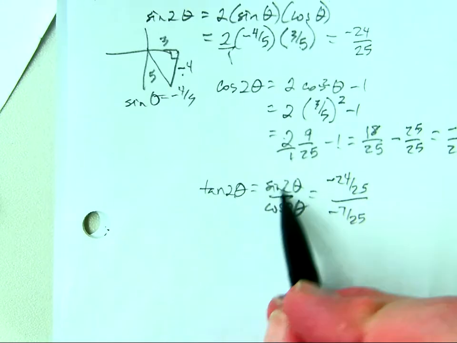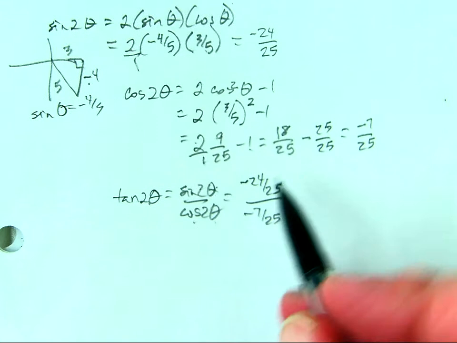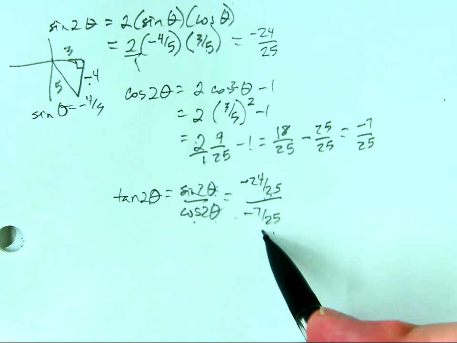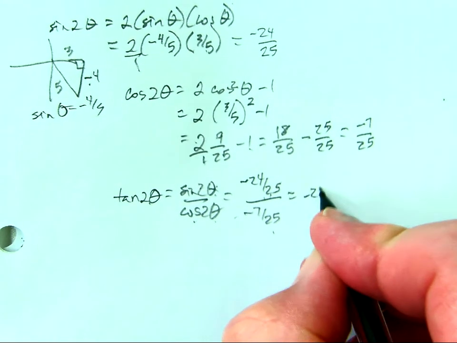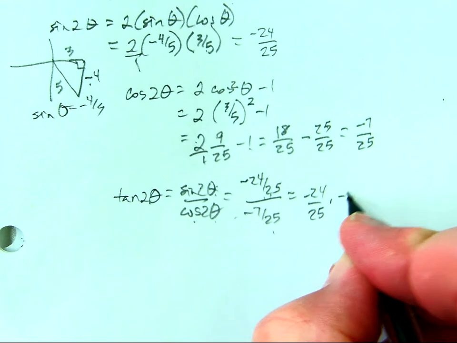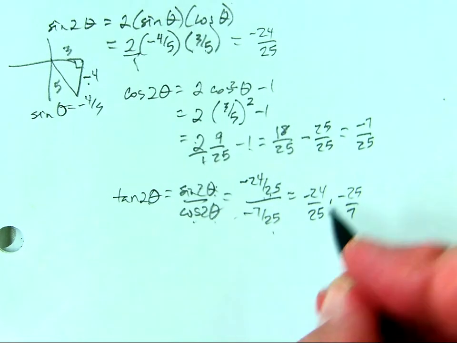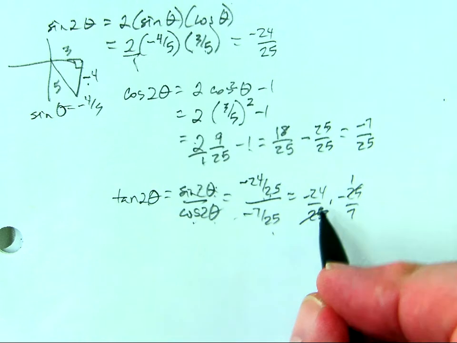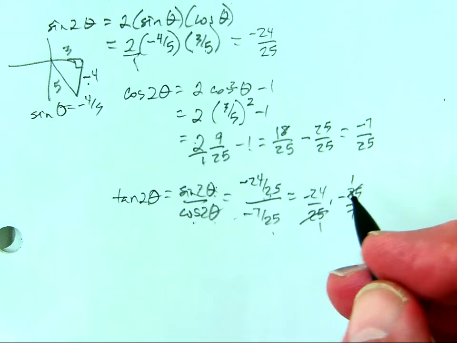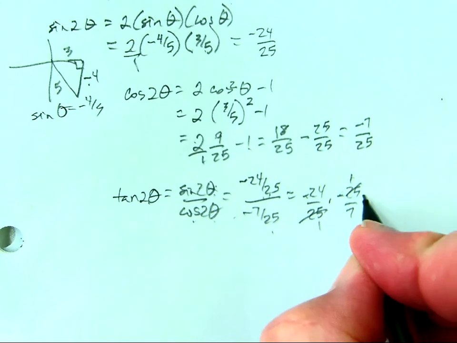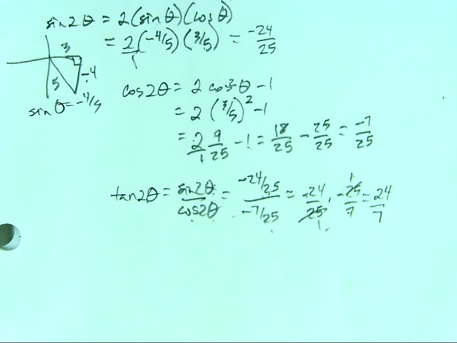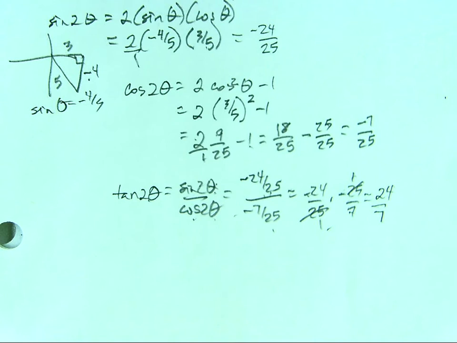So if we substitute those in, we know the tangent equals sine of 2 theta over cosine 2 theta. We know the sine is negative 24 over 25. The cosine is negative 7 over 25. So we have this big fraction. Now if we take the top times the reciprocal of the bottom, we can divide top and bottom by 25. We have a negative 24 times a negative 1, that's 24. And 1 times 7 is 7, so that's our tangent. So you could use one of the identities, or we could just use that.